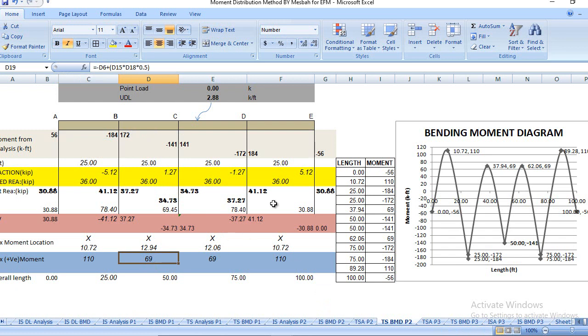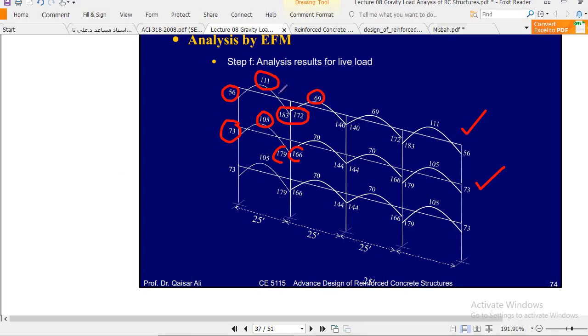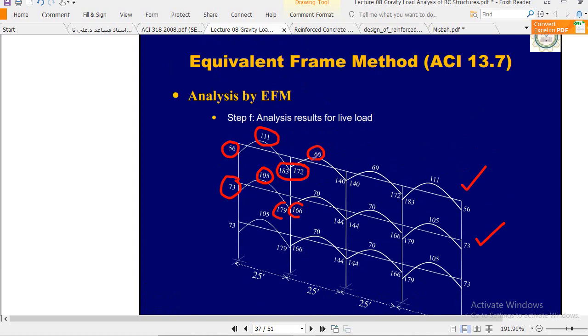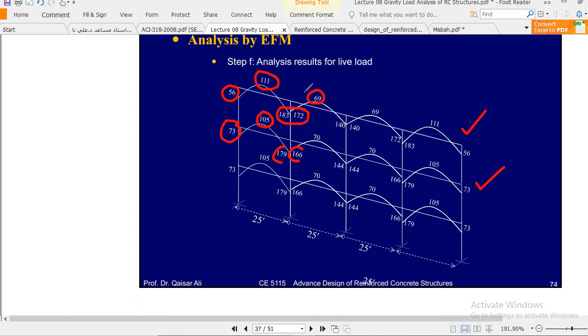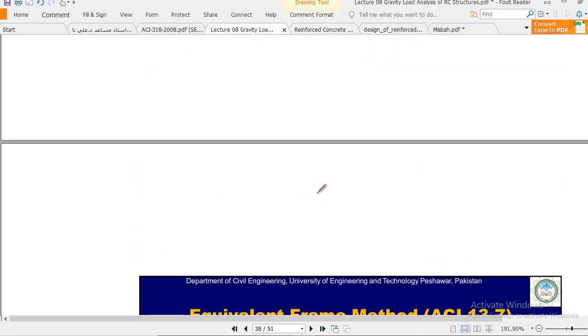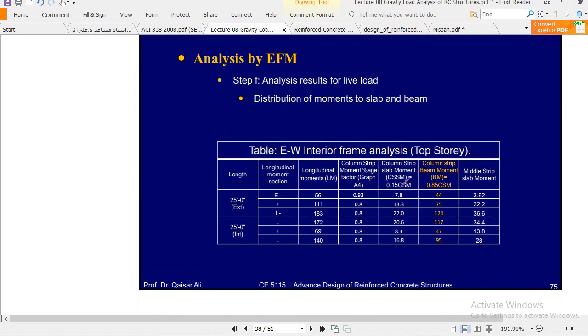Okay, so this is how they basically did it. They brought these values from that analysis, showed them here, and then they repeated the same procedure, same table.